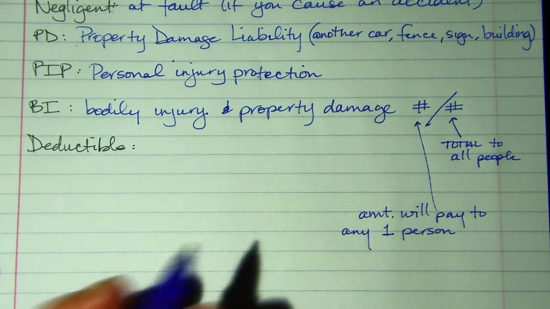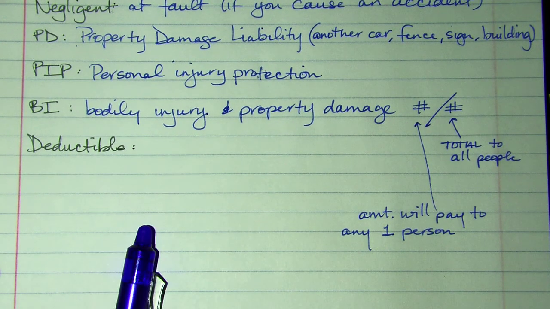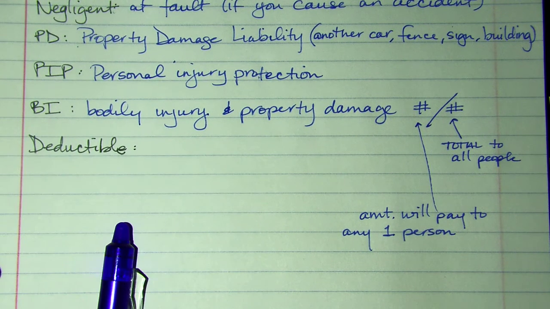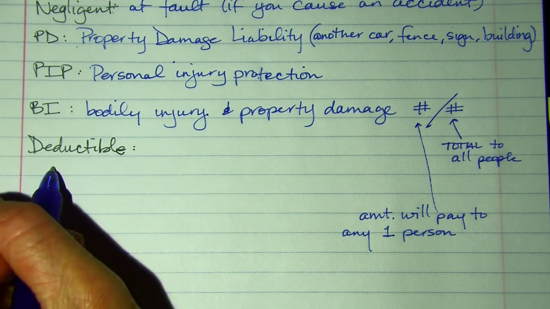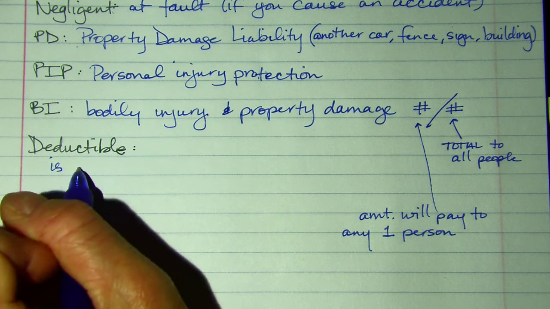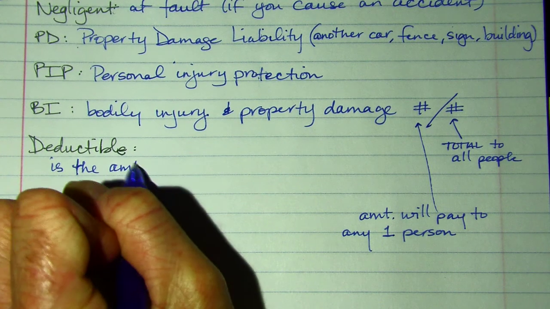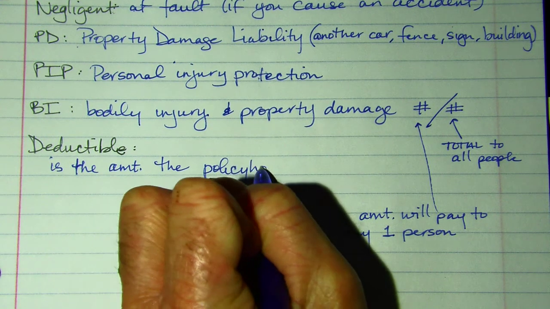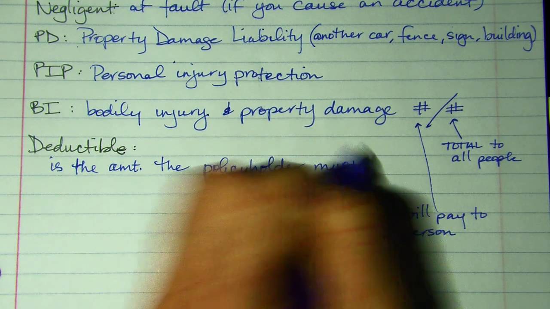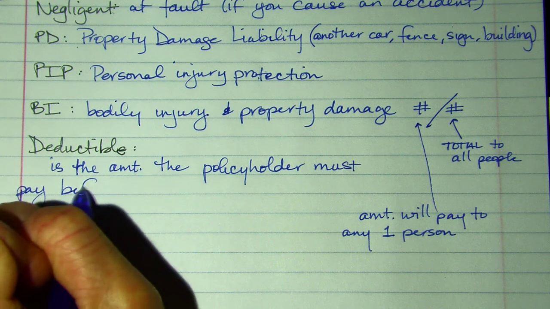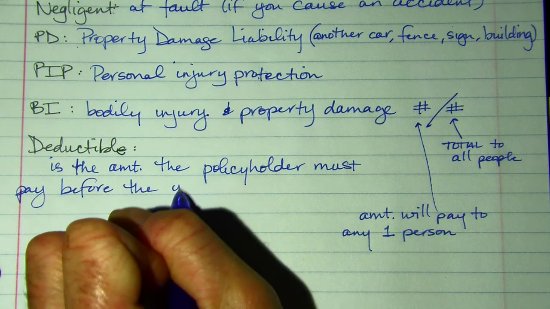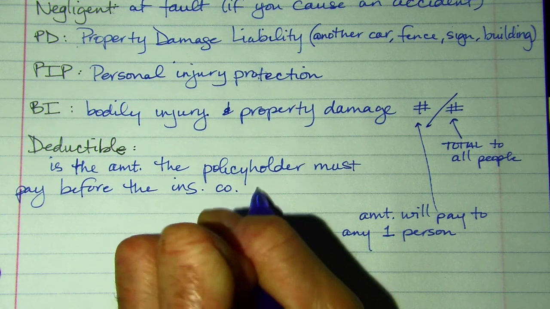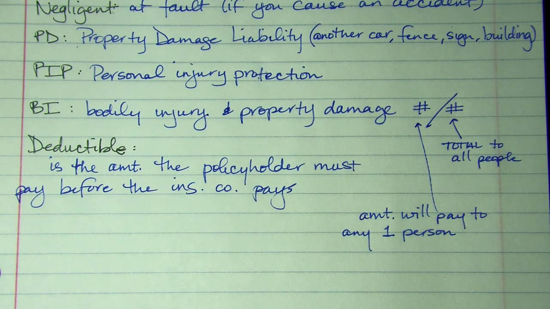The last terminology you should be aware of, and that E on the word looks a little hard, is deductible. So deductible is the amount the policyholder, so you or I, must pay before the insurance company pays anything. And the same goes with health insurance. There's usually a deductible, and that represents the amount you have to cover before the insurance companies get involved.